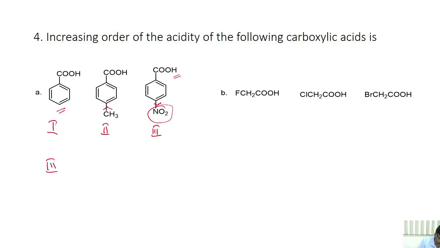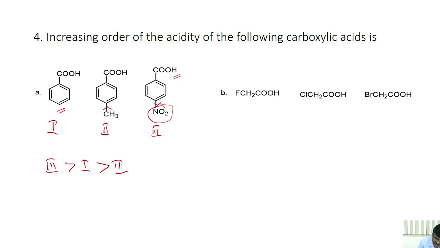Three will be more acidic comparing to 1, which will be more acidic comparing to 2. Now let us look at the aliphatic carboxylic acid, fluoroacetic acid, chloroacetic acid and bromoacetic acid.